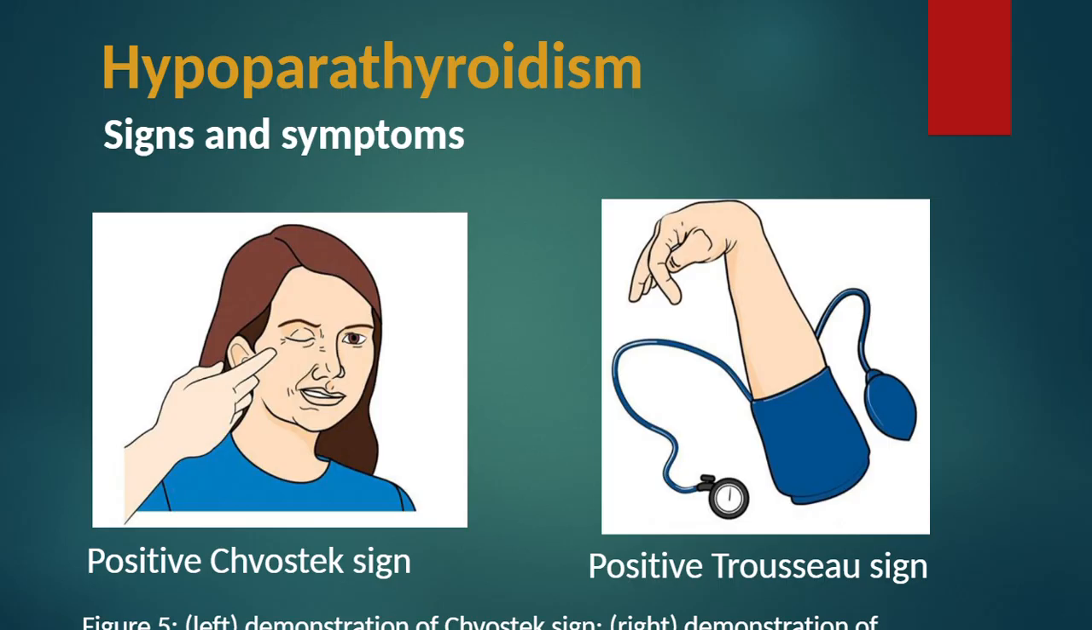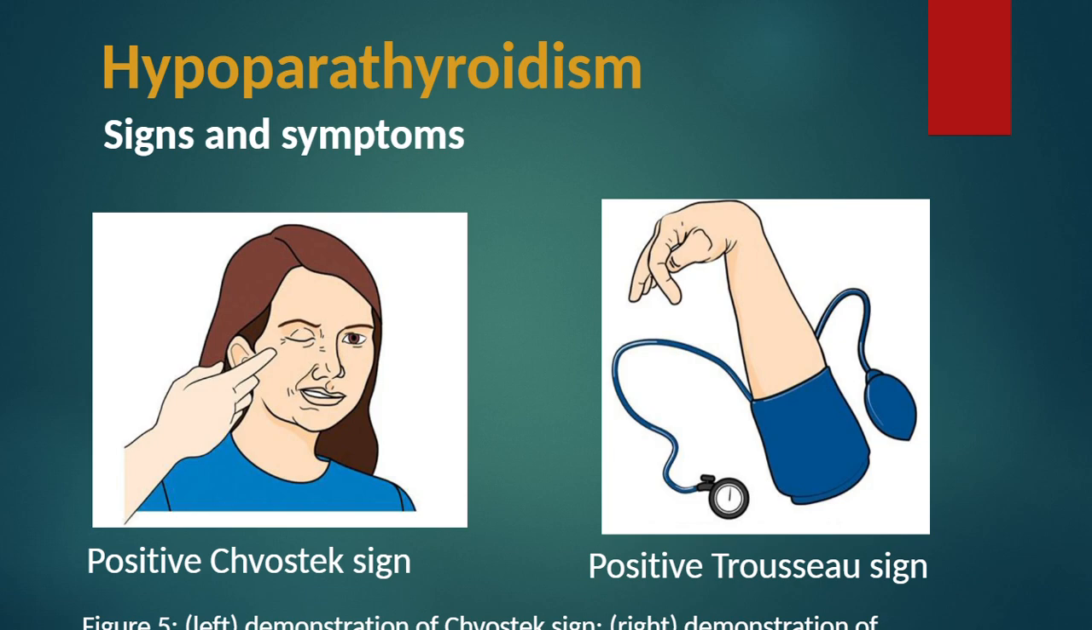Chvostek's sign and Trousseau's sign. Both of these occur because low parathyroid hormone leads to low calcium levels, and low calcium increases neuromuscular excitability. As nurses, recognizing these signs quickly is critical because they can signal worsening hypocalcemia, which can lead to muscle spasms, seizures, laryngospasm, and even cardiac dysrhythmias.